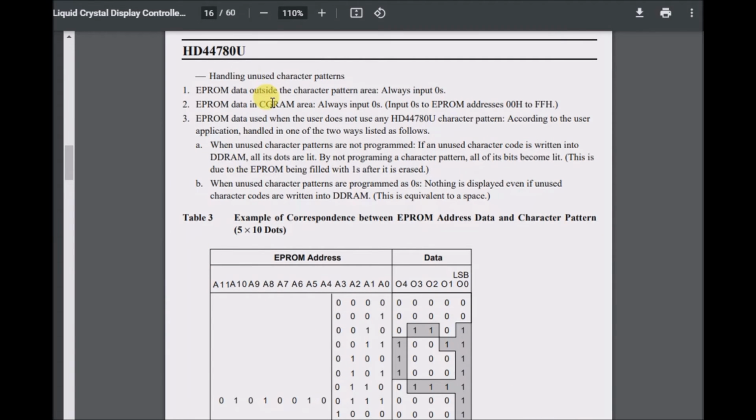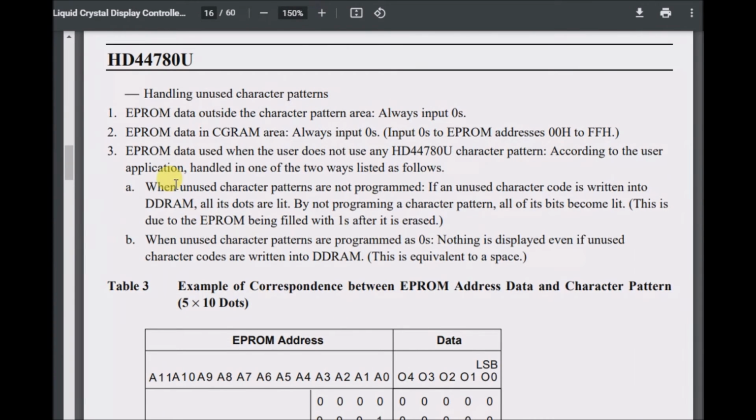Handling unused character patterns. Number 1, EEPROM data outside the character pattern area. Always input zeros. Number 2, EEPROM data in CGRAM area. Always input zeros. Input zeros to EEPROM address 00H to FFH. EEPROM data used when the user does not use any HD44780U character pattern according to the user application is handled in one of the two ways listed as follows.